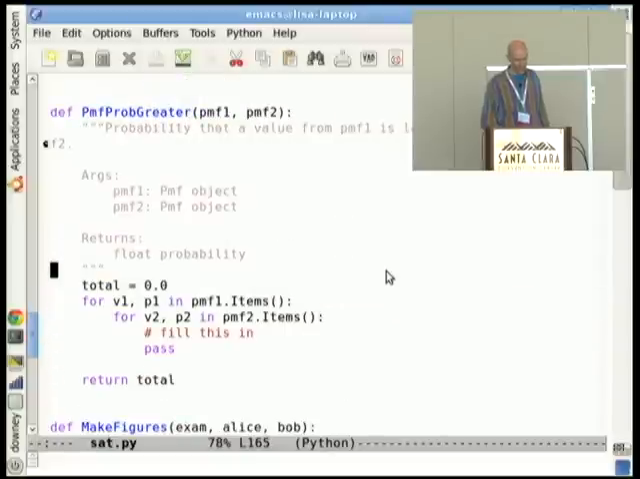And here's the function that you're going to write. Fill this in. Oh, look, I even gave you a total.